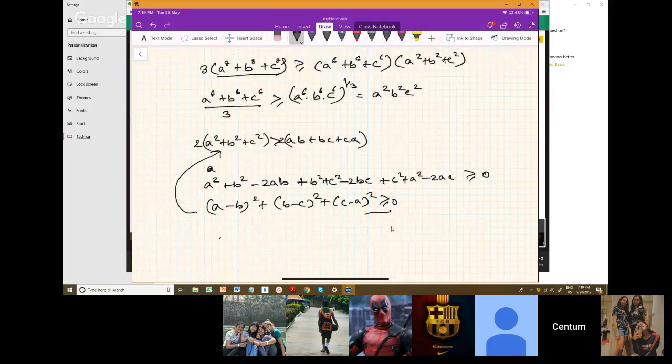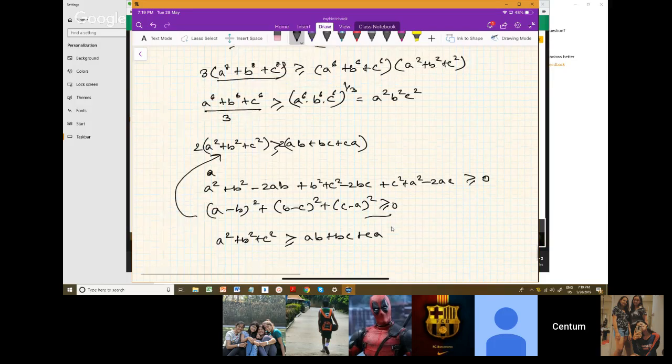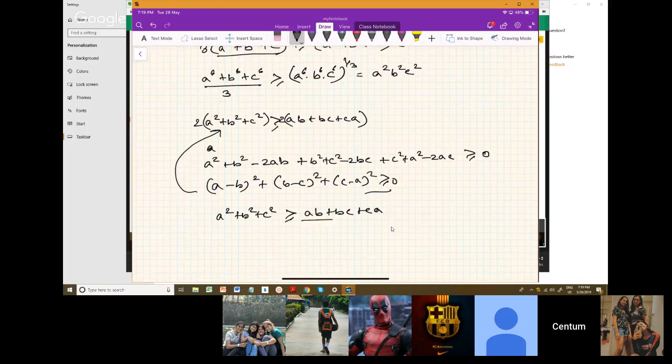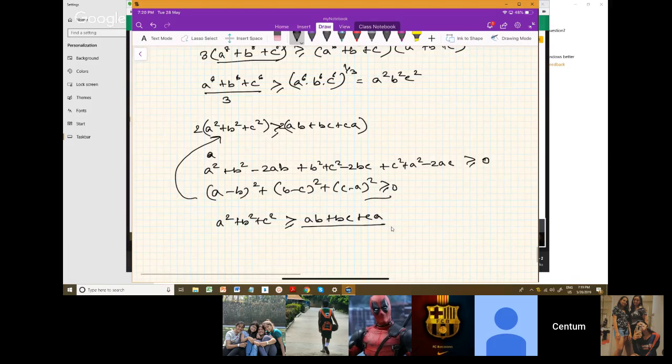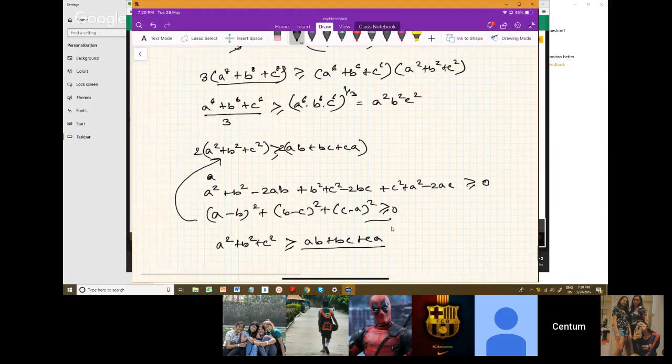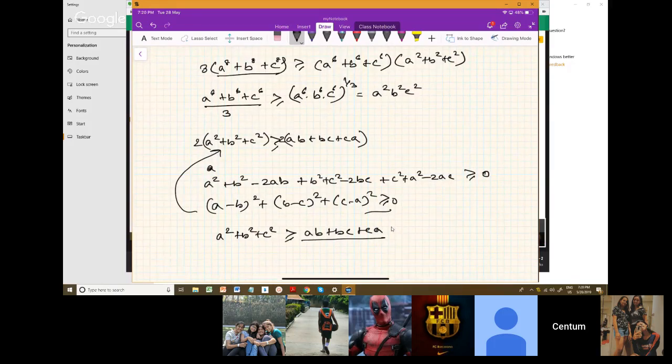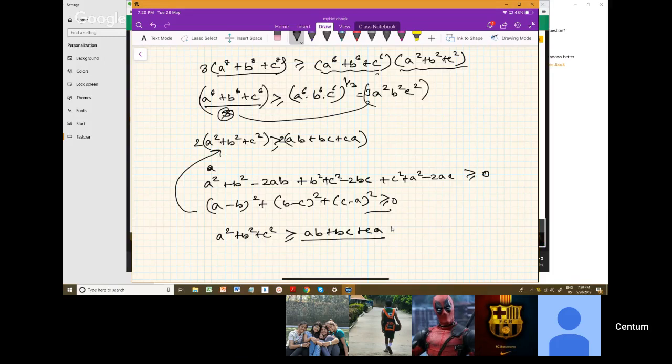So what do I learn? I learn a square plus b square plus c square is greater than or equal to ab plus bc plus ca. And so there are two parts of this inequality here. This part, if you take this 3 here, it becomes 3 times a square plus b square plus c square. So you can cancel this 3, right? That means a to the power 6 plus b to the power 6 plus c to the power 6 all added together is greater than this. And a square plus b square plus c square is greater than ab plus bc plus ca.